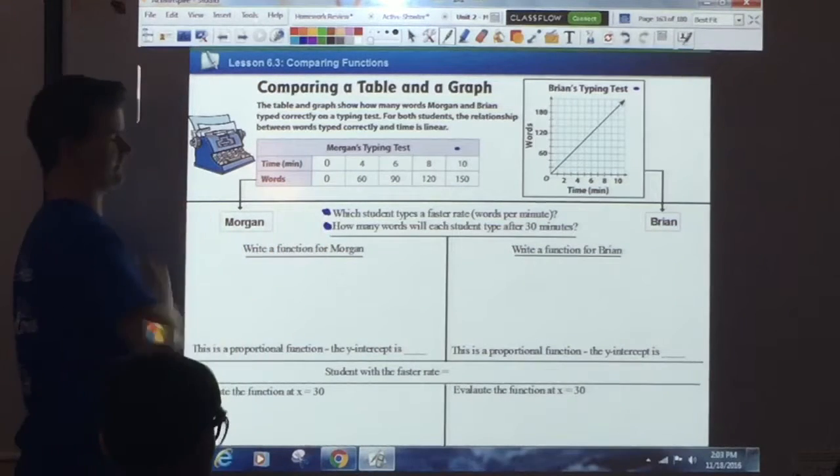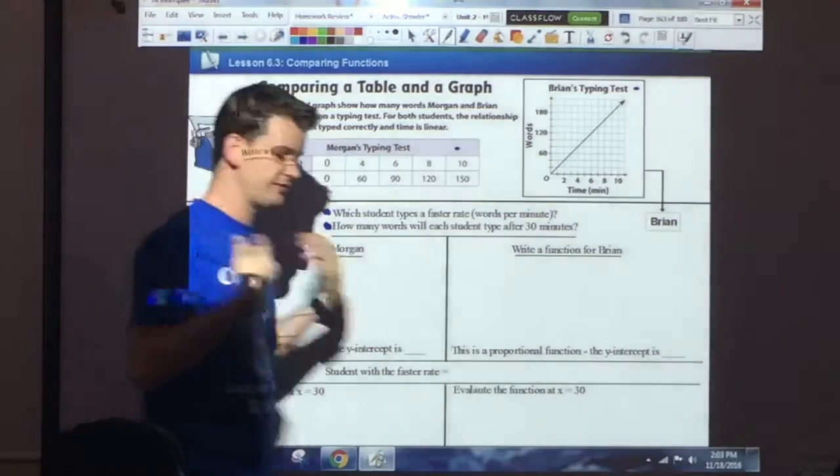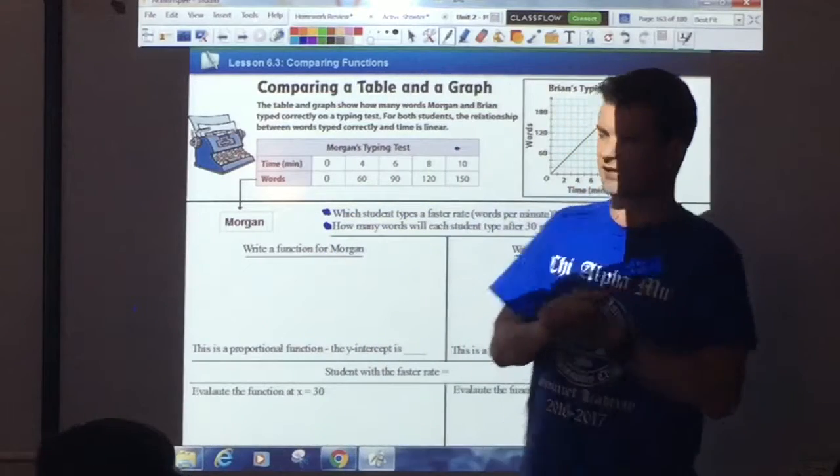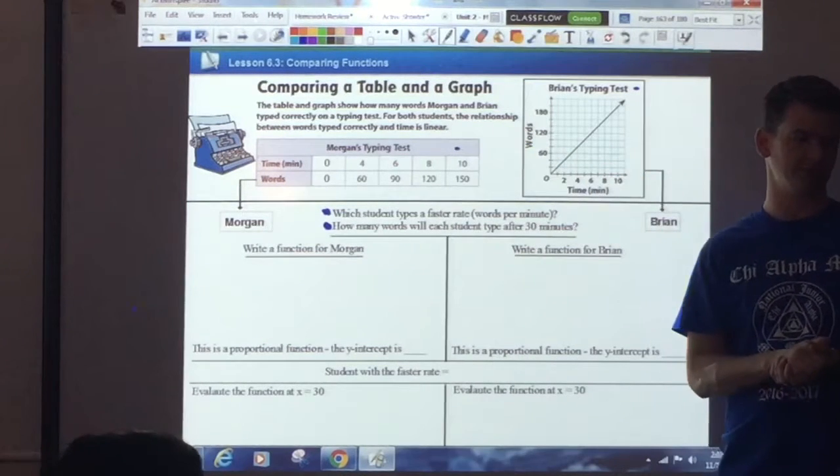Next question, once I write my functions, how many words will each student type after 30 minutes? That means once I have both of my functions written, I have to evaluate them at 30. The good thing is these look pretty easy to write. Simply because if I look at the table, that's the table, what's my y-intercept?